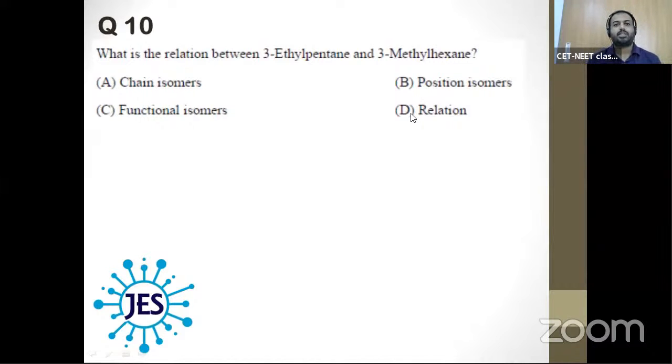Okay. Yes. Now again, we'll follow the same method. Type the question number. Send in your response. We'll then verify which is correct. What is the relation between 3-ethyl pentane and 3-methyl hexane? Let me highlight it. 3-ethyl pentane and 3-methyl hexane.